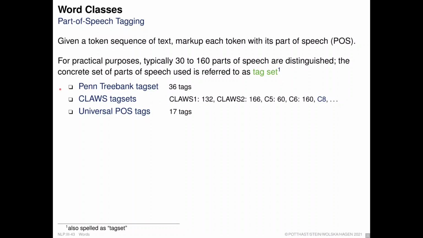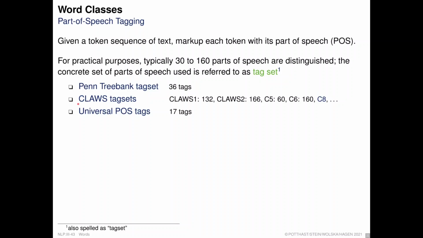And the most frequently used tag set is a tag set stemming from the Penn-Treebank project. The Penn-Treebank project built one of the first and largest, at the time, corpora of syntactic analysis of sentences. And the syntactic analysis, of course, also includes analysis of every word in terms of its part of speech. This tag set consists of 36 tags.